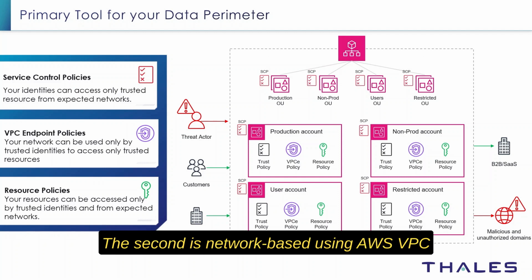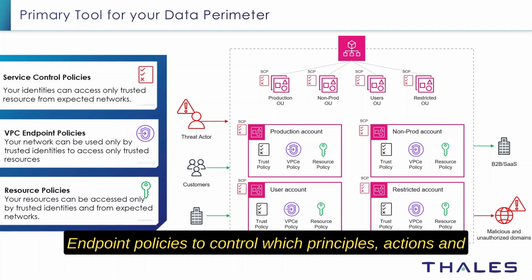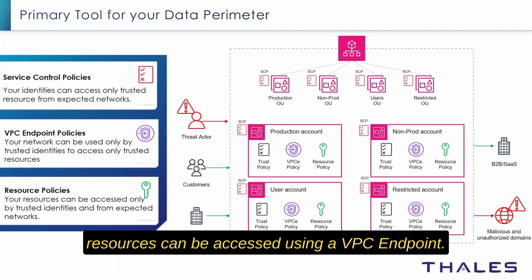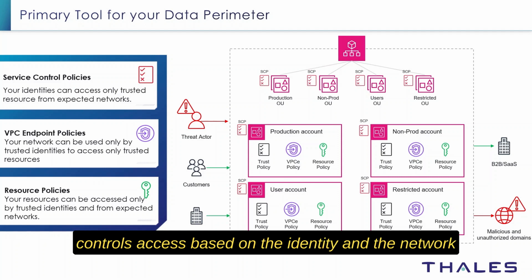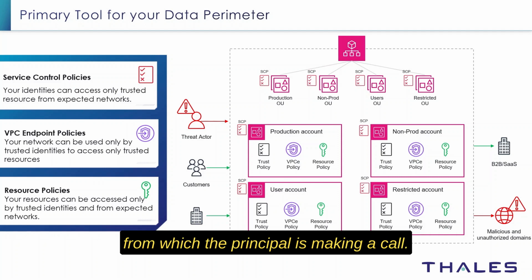The second is network based, using AWS VPC endpoint policies to control which principals, actions, and resources can be accessed using a VPC endpoint. And the third is a resource based policy that controls access based on the identity and the network from which the principal is making a call.